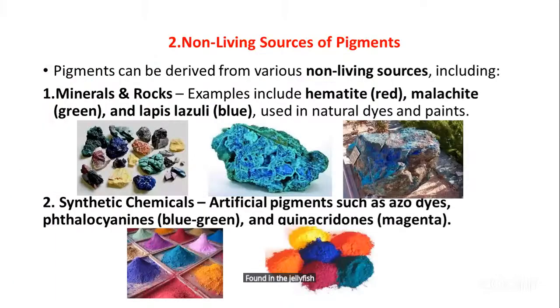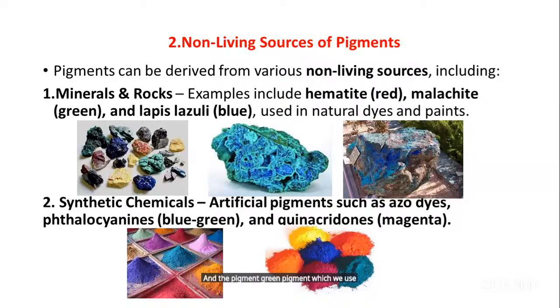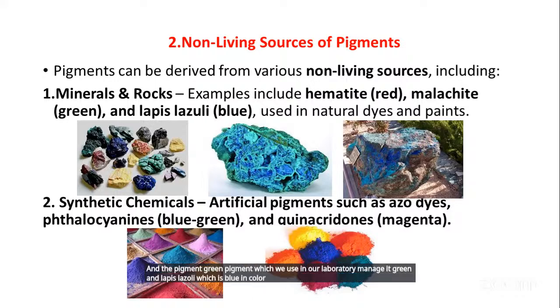Now let's talk in short about the non-living sources of pigment. We can obtain pigments from many non-living sources like minerals and rocks. For example, one red pigment is called hematite. The green pigment malachite green, which we use in our laboratory, and lapis lazuli, which is blue in color, are generally extracted from minerals and rocks. You can see the pictures on the screen: blue-colored and green-colored rocks.